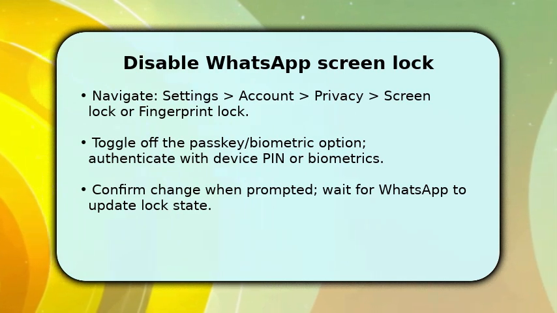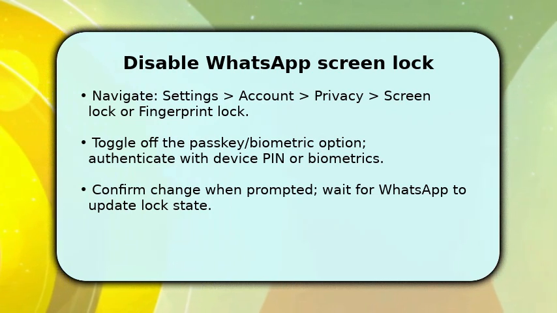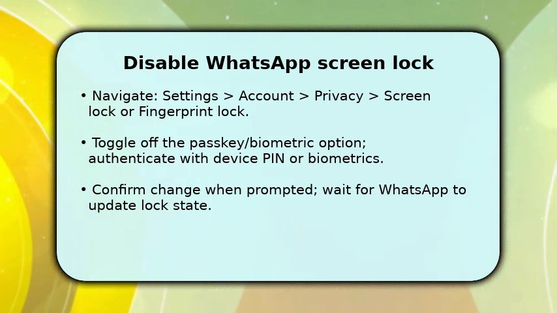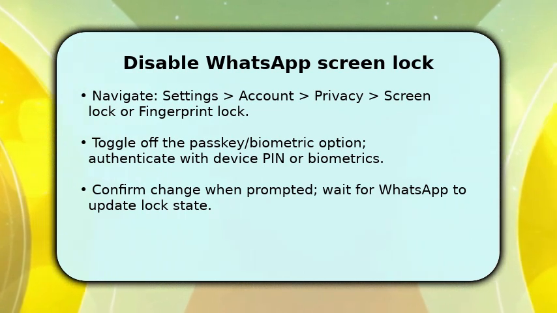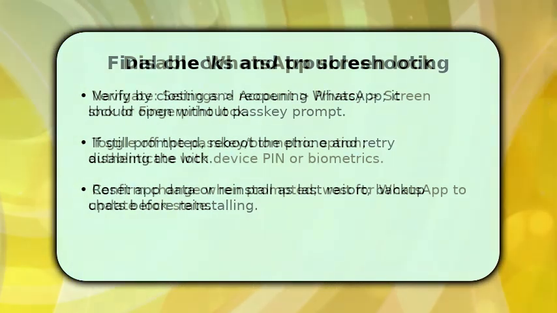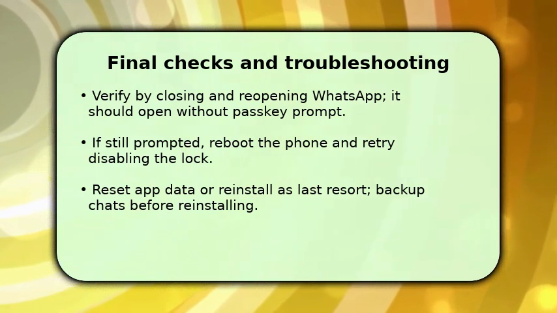After authentication, WhatsApp updates the setting and clears the internal requirement to unlock the app. If you use multiple devices, make sure each app instance has the same setting changed. Finish by closing WhatsApp fully and reopening to confirm the Passkey is gone. This verifies the change took effect.